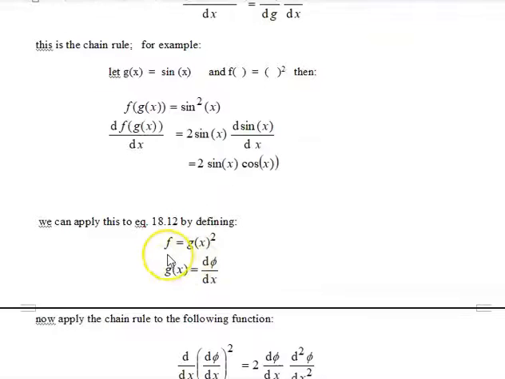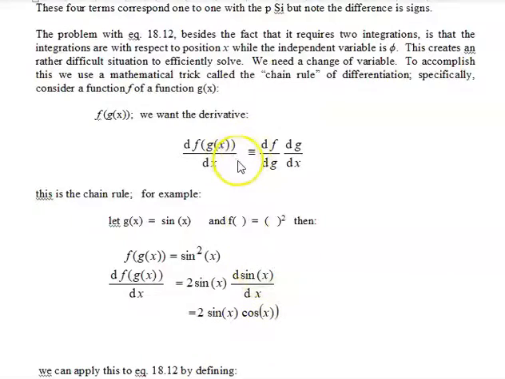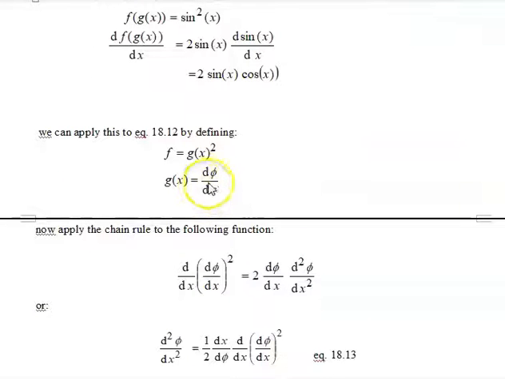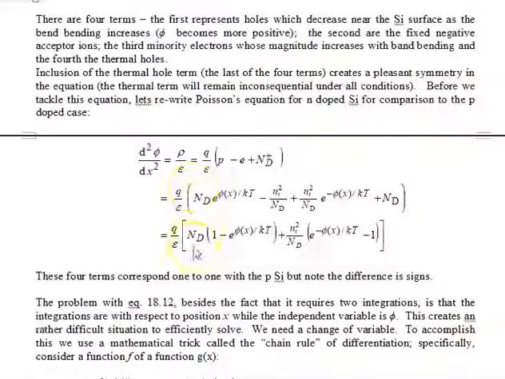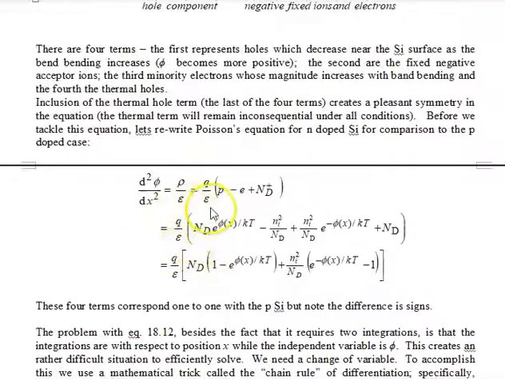In our case, the function f is some function squared. What is that function g? We're going to let g be d phi dx, in other words, the electric field. That's all this is. d phi dx is the electric field, and we're going to square it. Now, that's not what we have here. That's kind of a way station.